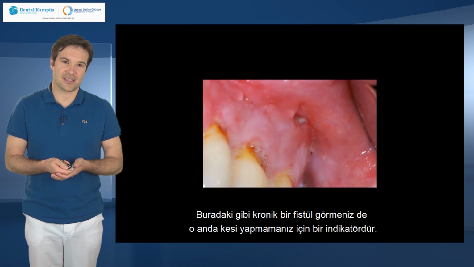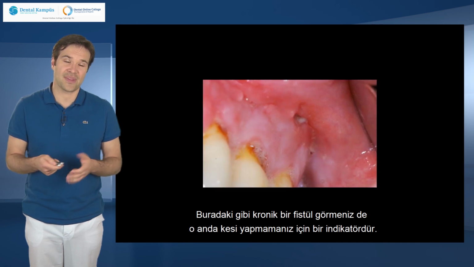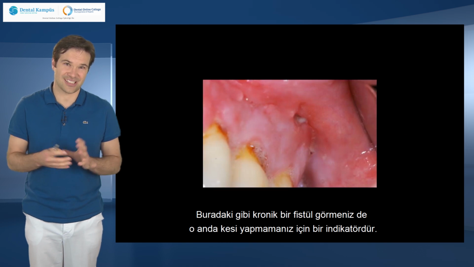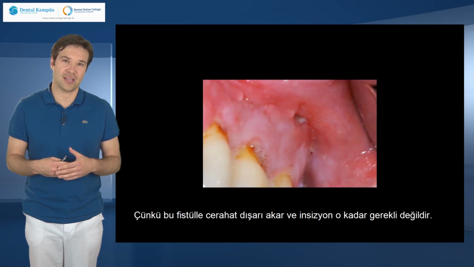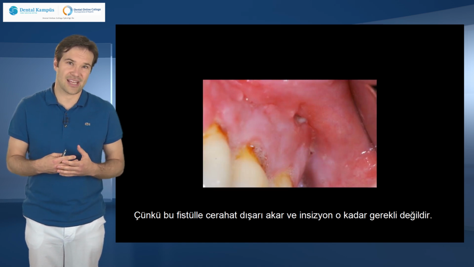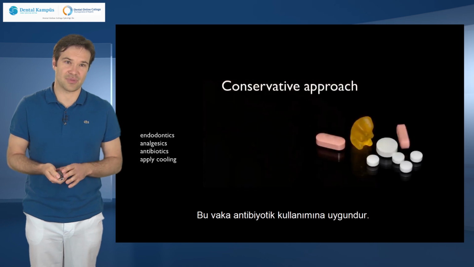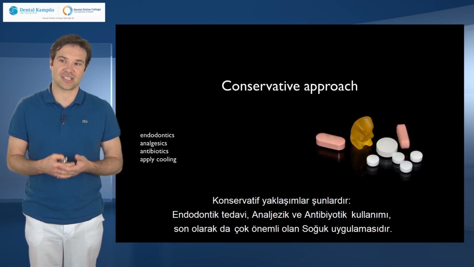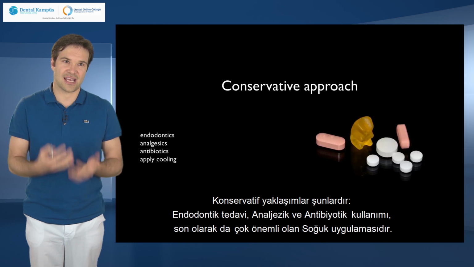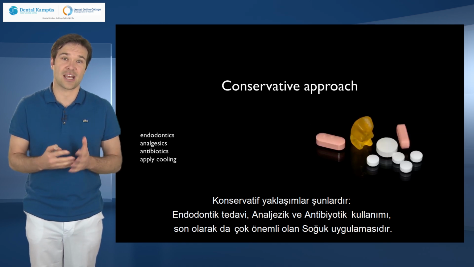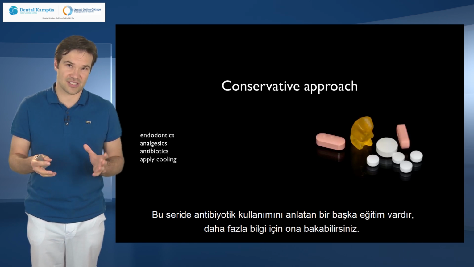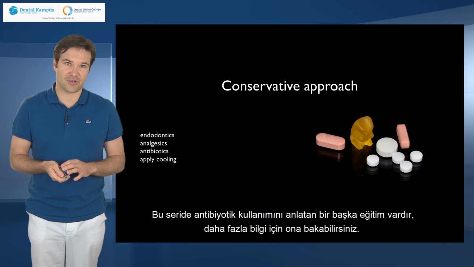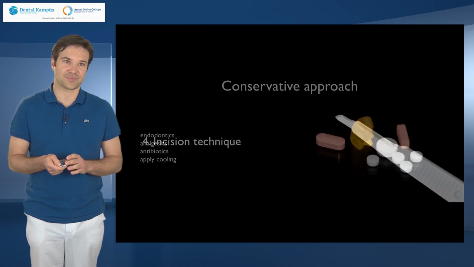When you see something like this, a chronic fistula, that's also an indication that you do not want to cut into this situation right now, because with that fistula, the pus can flow away and the incision is not that necessary. This is the case for antibiotics. So the conservative approach is endodontic treatment of the teeth, analgesics for the patient, antibiotics, and very important, cooling. There's another lecture in the series that features especially the antibiotics, so refer to that please for further information.